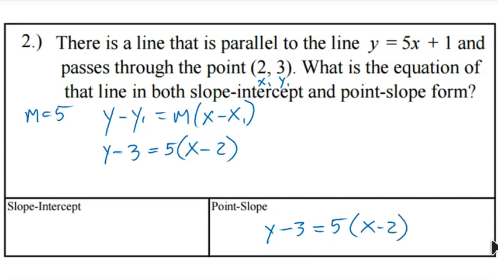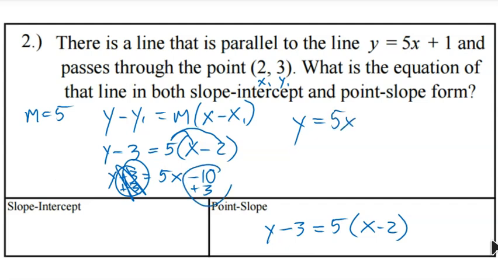Moving on to slope-intercept. Just like last time, we're going to distribute the 5 to the x and the negative 2. So we're going to have y minus 3 is equal to 5 times x is 5x, 5 times negative 2 is minus 10. And now we're going to add 3 to both sides. This is going to cancel, and we're going to have y equals 5x, and then negative 10 plus 3 is negative 7. And so our slope-intercept form is y equals 5x minus 7.